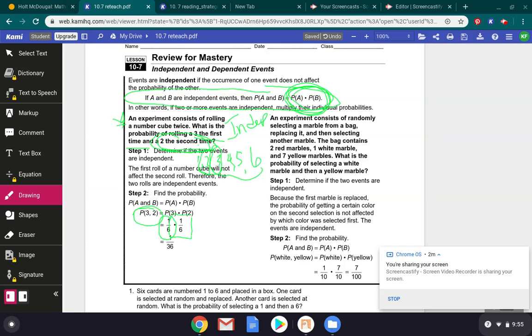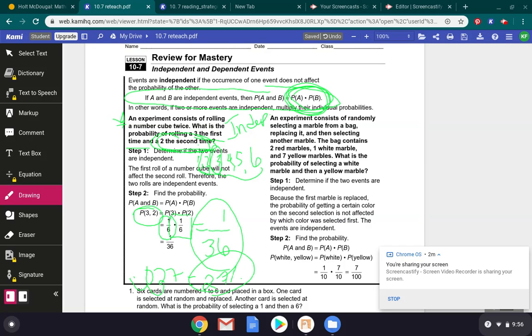So for the probability of rolling a 3 first, 1 out of 6, then rolling a 2, that's 1 out of 6. Now we multiply them together. So 1 times 1 is 1. Over on the bottom, 6 times 6 is 36. So that probability would be 1 out of 36. Or you can write it in decimal form as well. So 1 divided by 36. In the calculator, you get 0.027. Remember, you multiply that by 100. That's also a 2.7% chance of rolling a 3 and then rolling a 2.